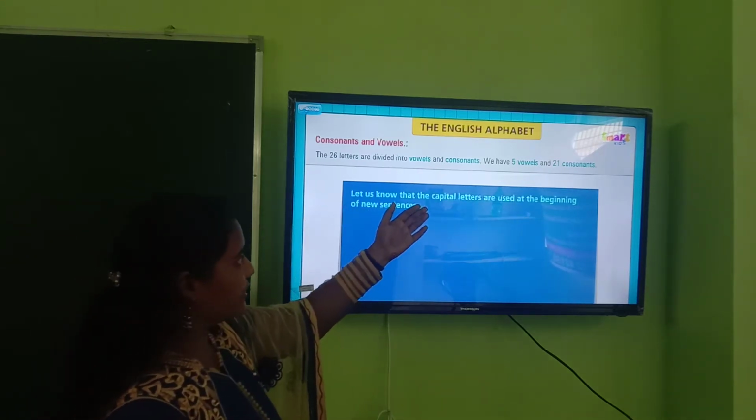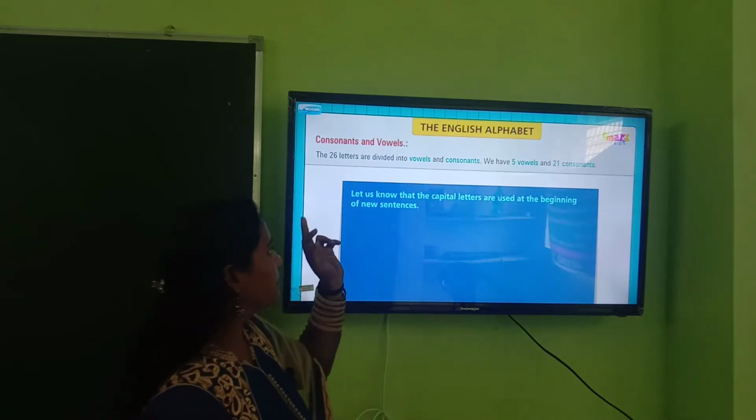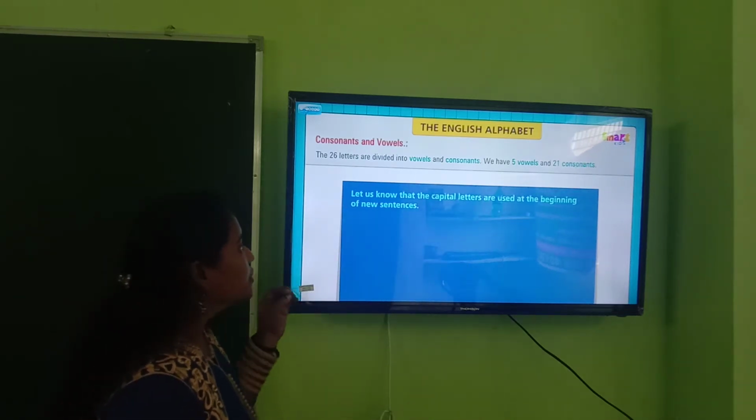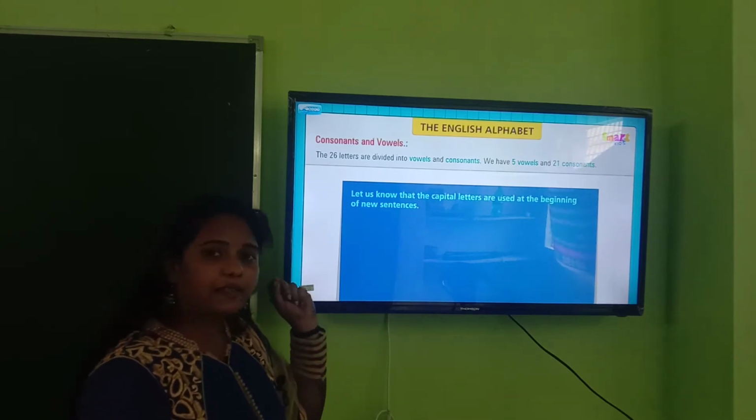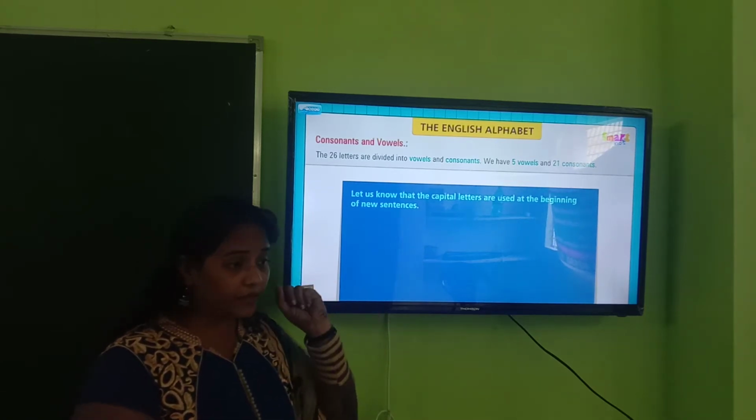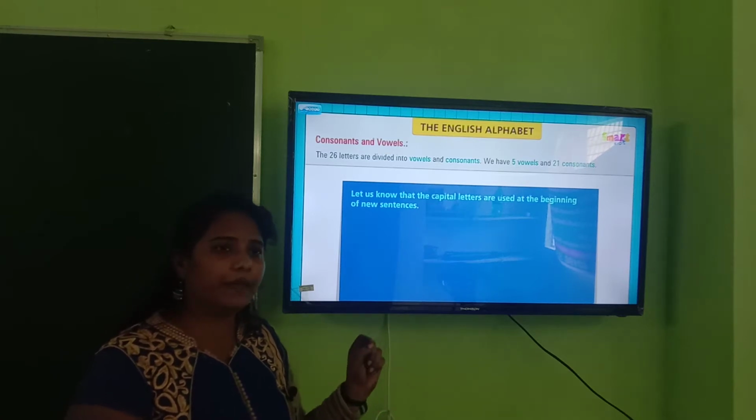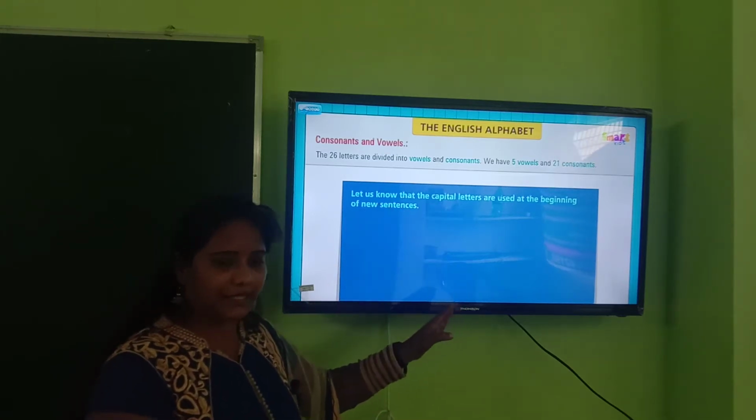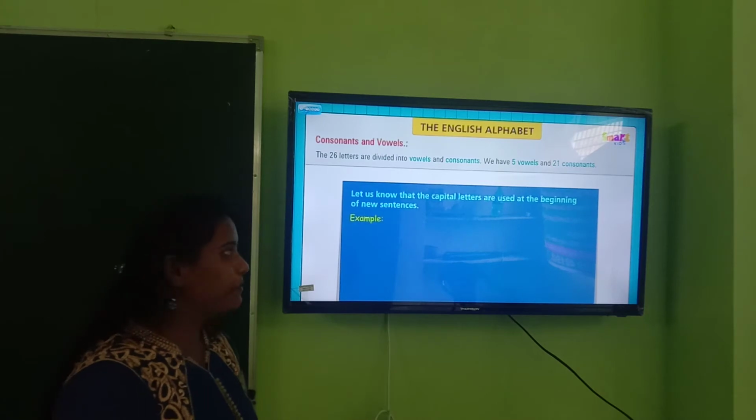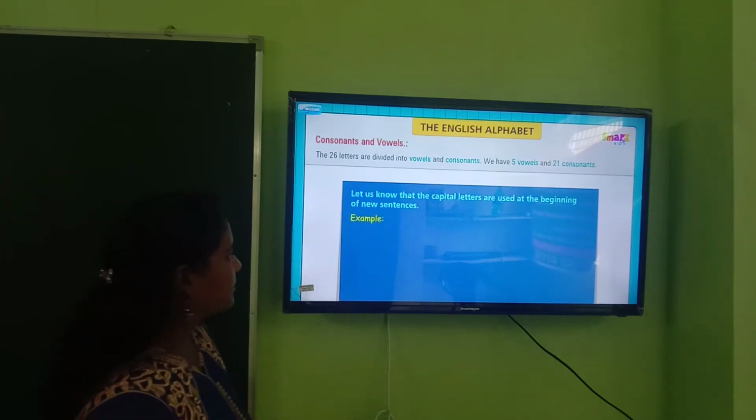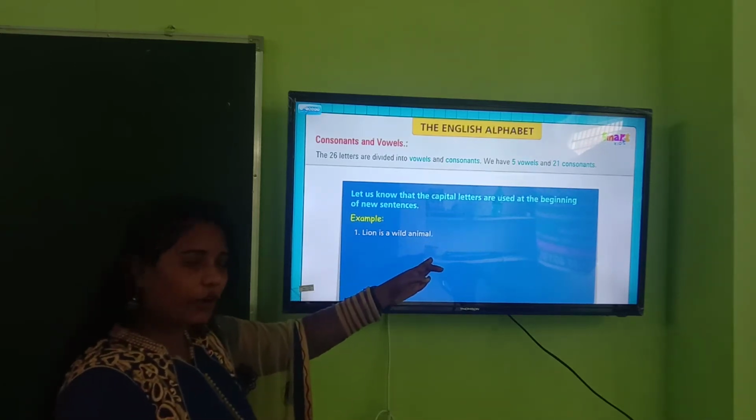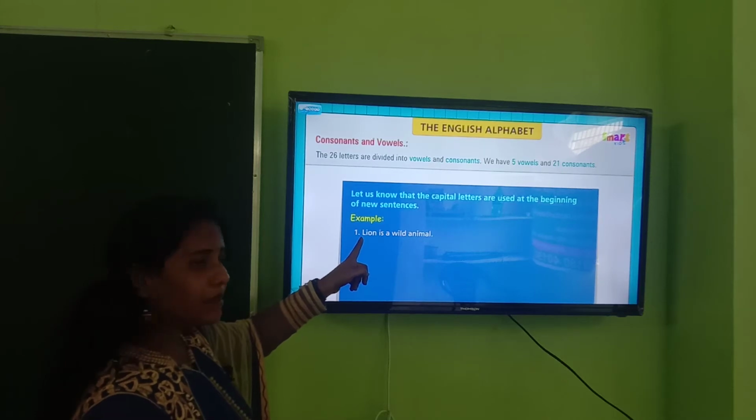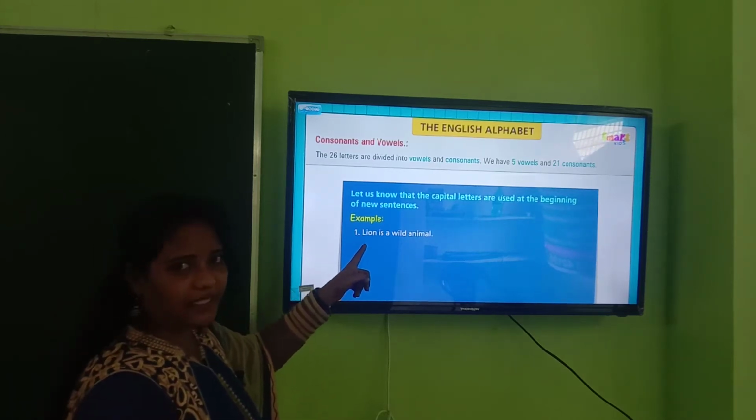Let us know that capital letters are used at the beginning of new sentences. Whenever we start a sentence, remember that the first letter of every sentence should begin with a capital letter. Let us see the examples now. See, "Lion is a wild animal." This is a sentence. See, at the beginning it starts with a capital letter.